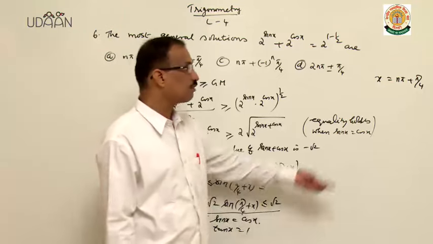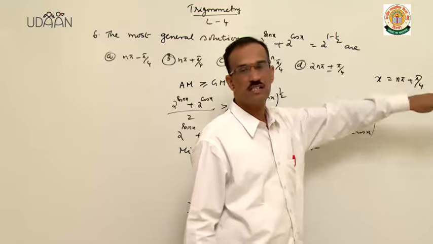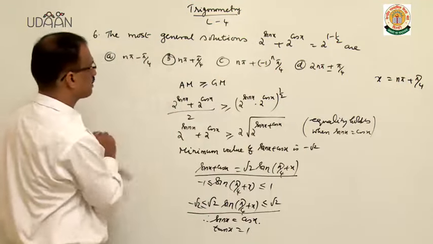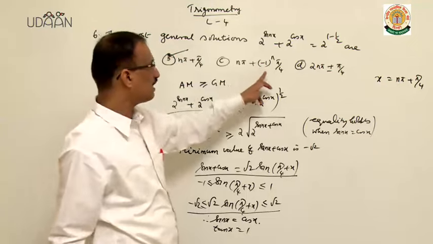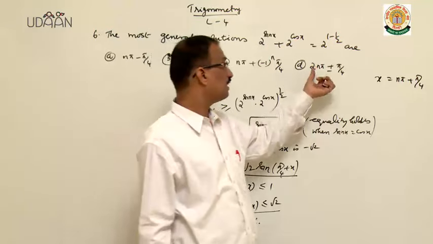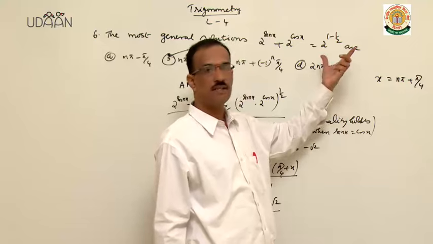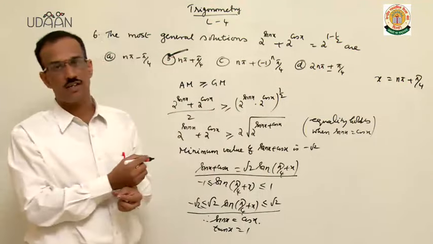So, tan x is equal to 1 means we get the value of x as n pi plus pi by 4. Our option A has a minus, B has a plus. Here it is not plus pi by 4, it is minus 1 power n, and here it is 2n pi, not n pi, and then plus minus. So, the option is only B is the right option.